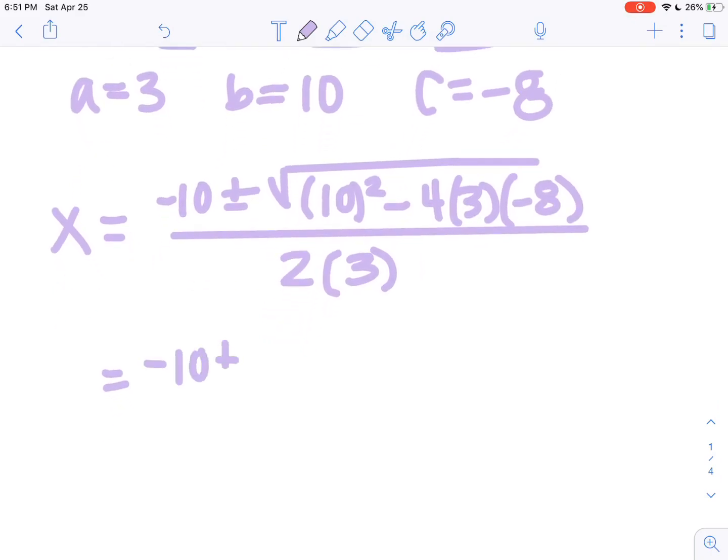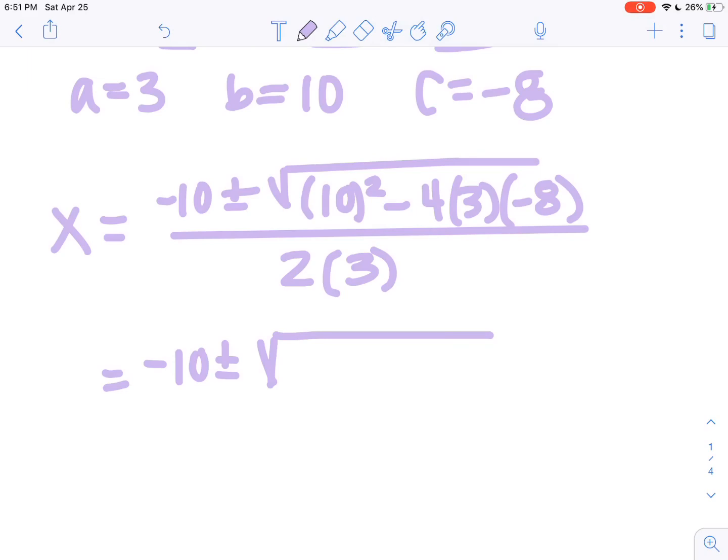So negative 10 plus or minus square root. So we have to calculate the inside of the square root first. So I'm going to multiply negative 4 times 3 times negative 8. I don't know why, but what I've experienced with most students is they multiply those numbers wrong because they don't understand that you're multiplying a negative 4. Okay, you're always multiplying negative 4 times 3 times negative 8.